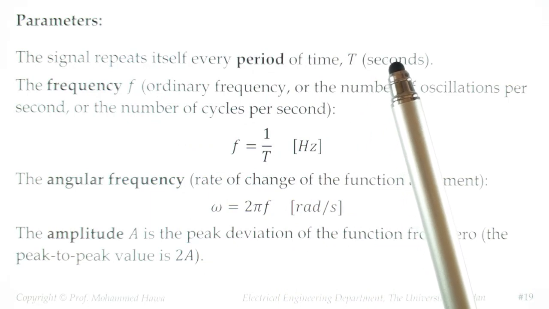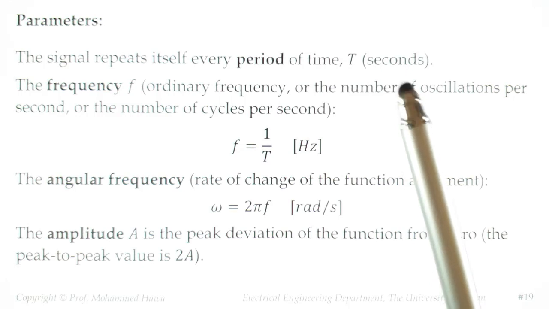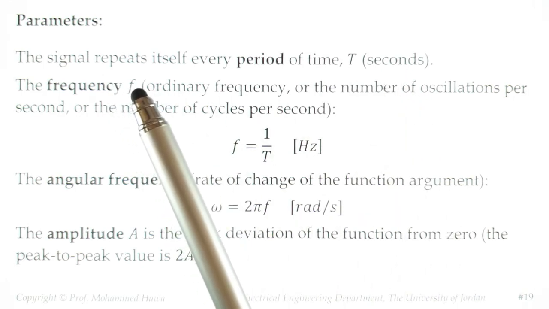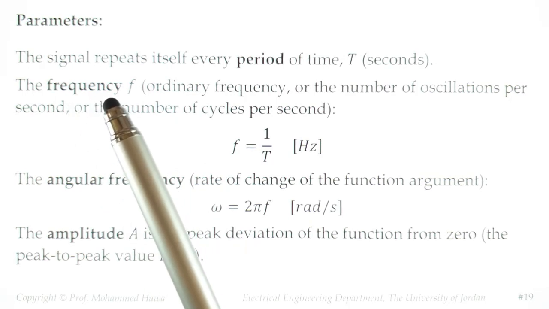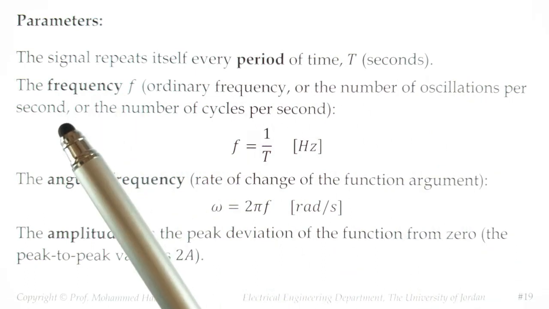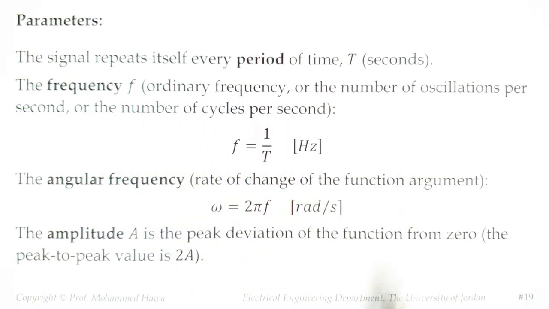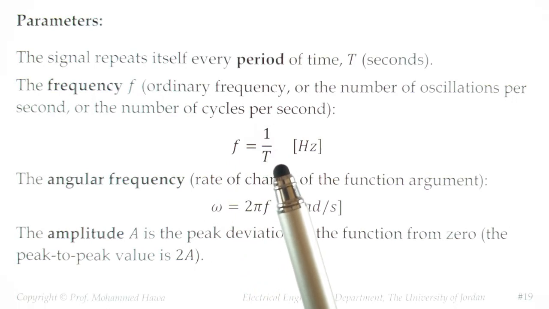If you want to calculate the frequency of those repetitions, how fast those repetitions happen, you have two choices. You could use f or you could use omega. What is the difference? The frequency f, which we call ordinary frequency, or the number of oscillations per second, or the number of cycles per second. How many cycles do we see per second? That's measured in hertz, and we call it f. How do you find it? The equation is simple: 1 over the period. Because you have one cycle every period T.